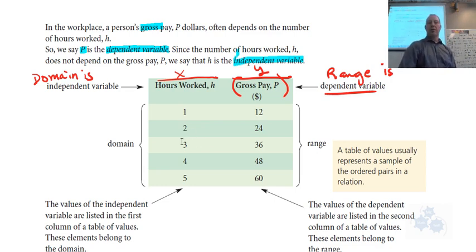So if you work 3 hours, you get paid $36 at $12 an hour. If you work 5 hours, you get paid $60. Do you see how this one depends upon this one? Okay. So let's think about something else. Let's think about rainfall and month of the year. Okay. Which would be the domain?